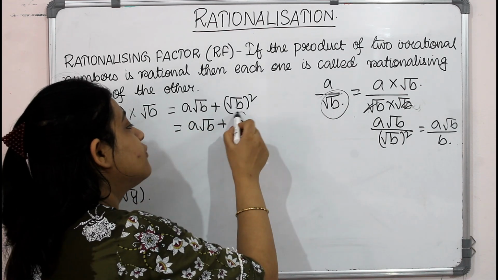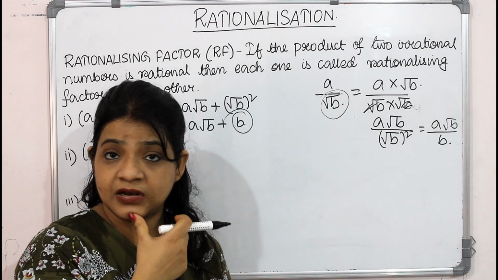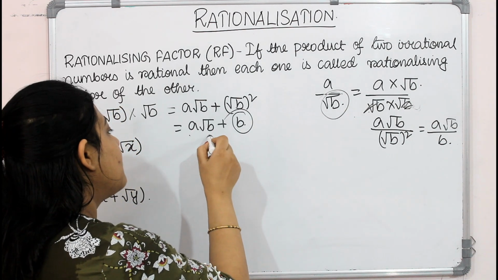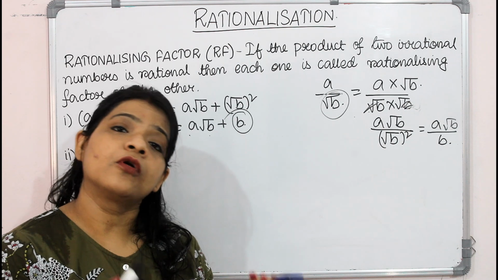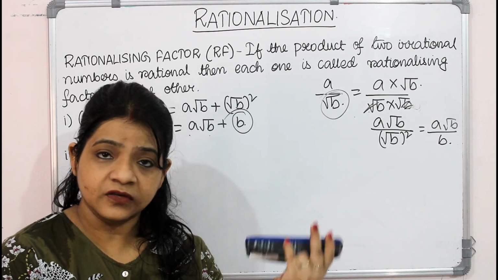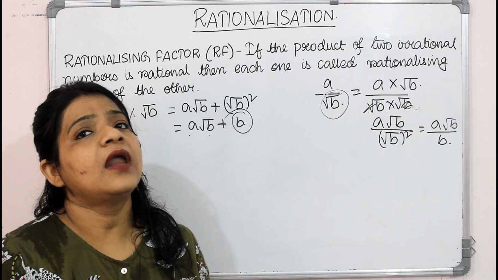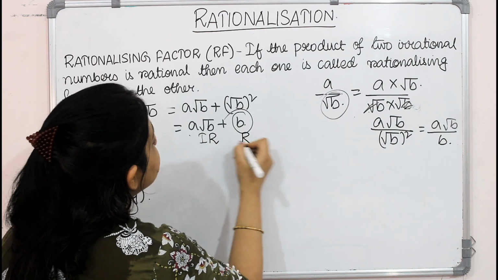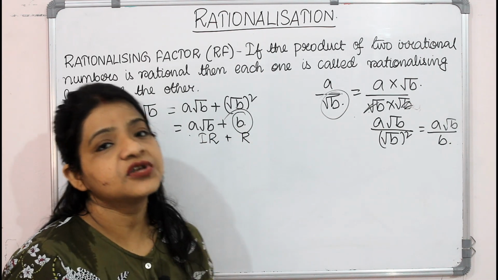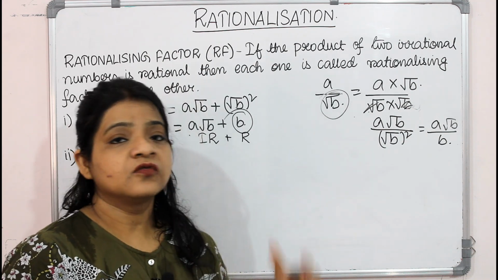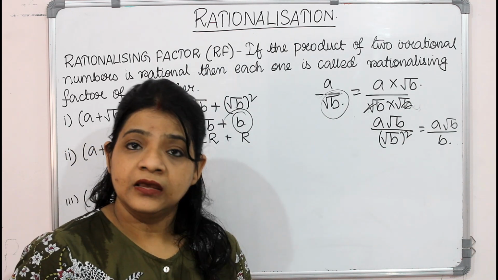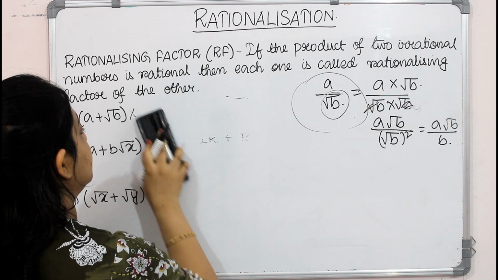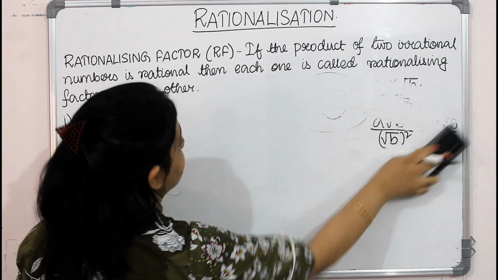Yes, I agree that root b has been converted into a rational number here. But what about a into root b? a is a rational number, root b is an irrational number. The product of a non-zero rational number and an irrational number gives you an irrational number. Again, this is an irrational number, this is a rational number. The sum of a rational and an irrational number will give you an irrational number. So our purpose is not solved here, isn't it? This method will not work over here, so you have to devise some other method.